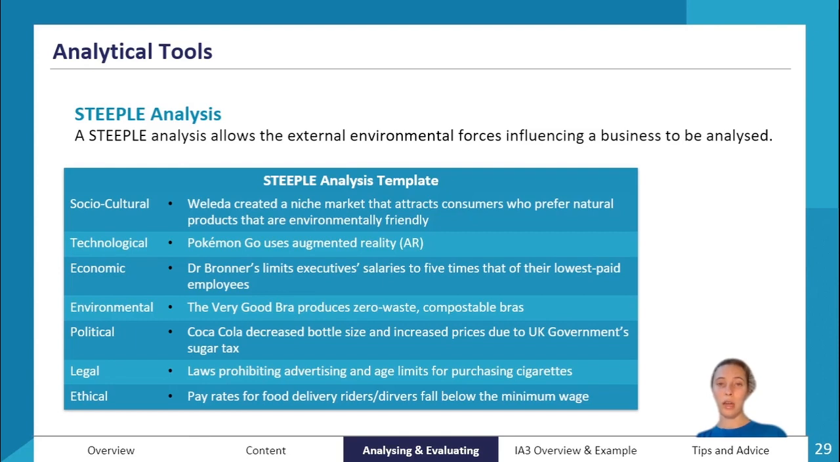Economic, so Dr. Bronner's, another environmentally sustainable kind of business that creates things like soaps and creams and things like that. It has a strategy where it limits its executives' salaries to 5 times that of the lowest paid employees. So sometimes we hear about businesses who pay their top executives millions and millions of dollars, and then you hear about them paying people who are low down in the business hierarchy not even adequate wages according to those award rates. So this is that economic strategy that the business is using to make sure that it's a fair system for the way people are paid.